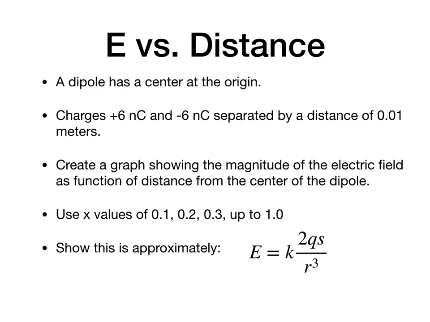So what about a dipole? What if you have a dipole of 6 and negative 6 nanocoulombs separated by 0.1 meters? Create a graph showing the magnitude of electric field as a function of distance from the center of the dipole, as you keep moving further and further away. This expression is the approximate electric field due to a dipole without actually doing it. So you can see if that matches your data.